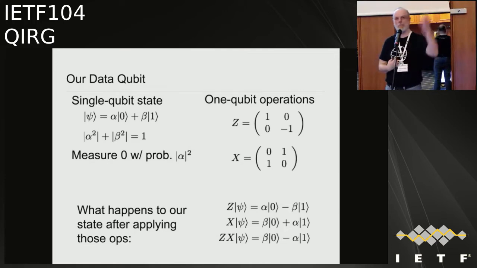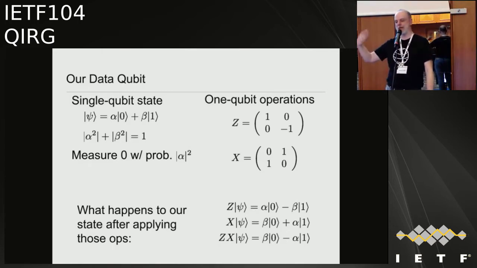Maybe it's something we prepared, or maybe it's something that somebody else prepared and gave to us. We don't know what it is. As we already noted, with this single qubit, alpha is your quantum amplitude for the state 0, and beta is your quantum amplitude for the state 1. The probability that you'll measure 0 is the absolute value of alpha squared, and the probability that you'll measure 1 is the absolute value of beta squared.